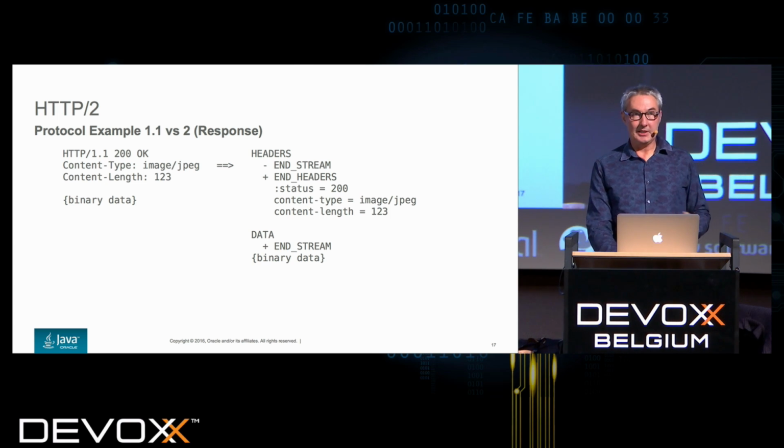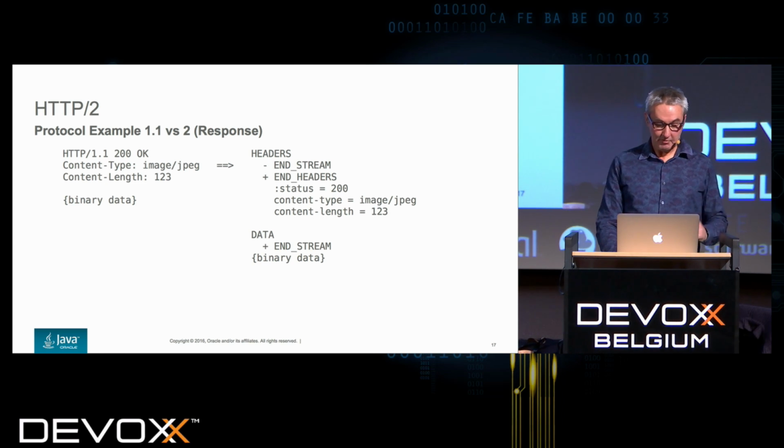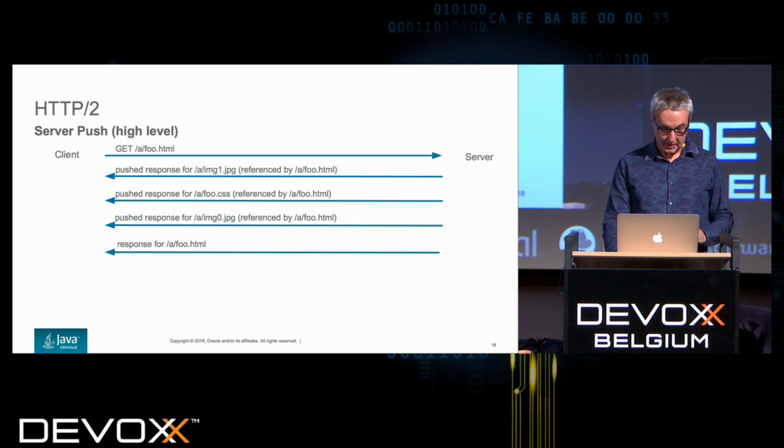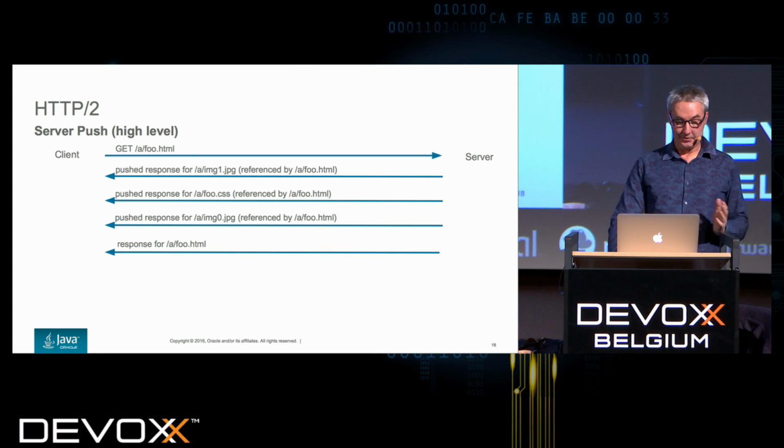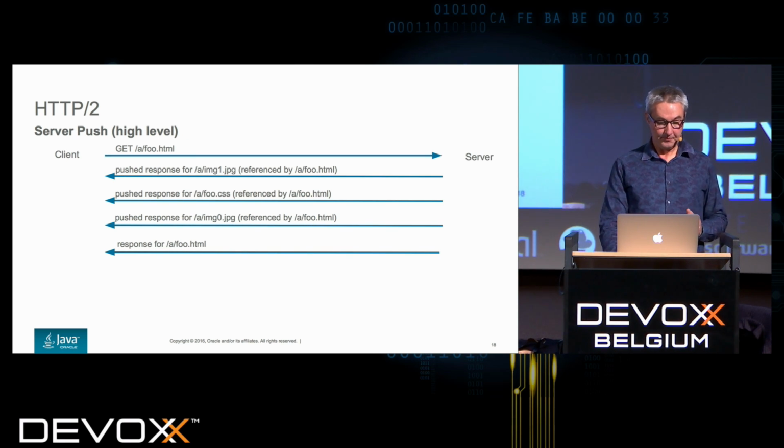So you can see it's a very tightly defined protocol. There's not really much room for ambiguity with HTTP 2 in the way that sometimes was possible with HTTP 1. Let's take a quick look at server push then. At a high level, how does that work?